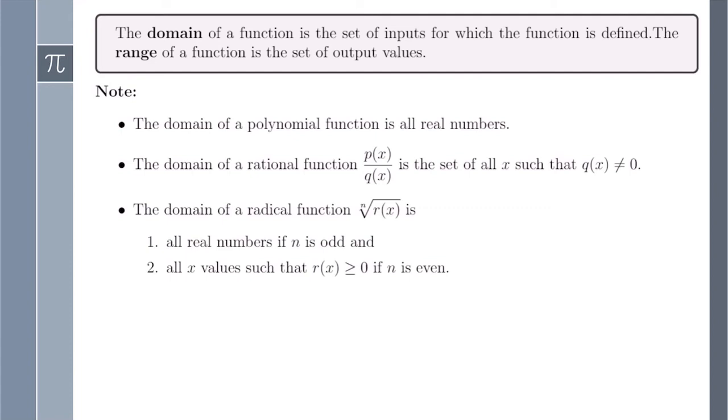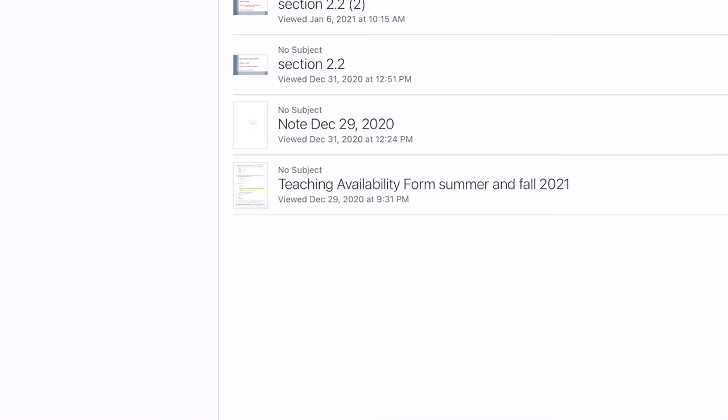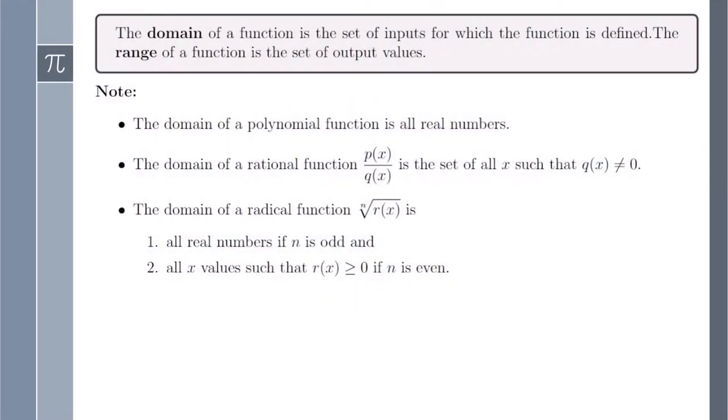Now, the next thing we are going to look at is how to find the domain of a function if we are given the formula. How do we find the domain of a function? There are 3 different cases that we are going to look at. The first one is the polynomial function.